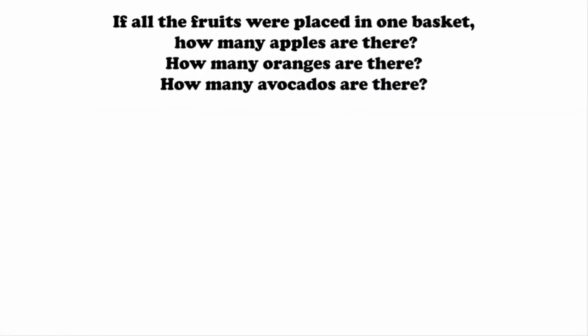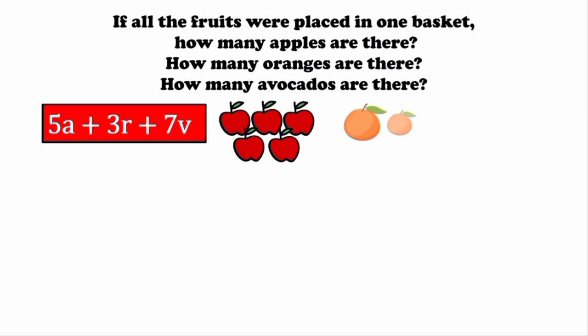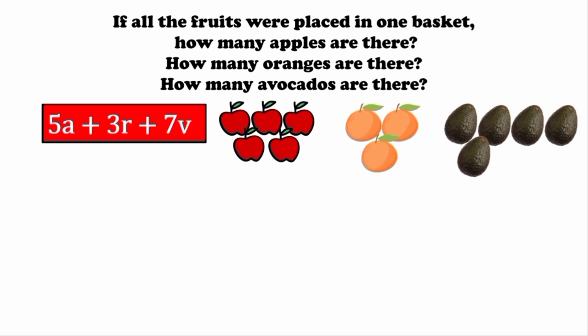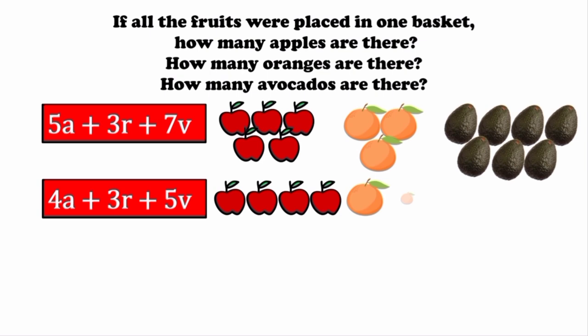If all the fruits were placed in one basket, how many apples are there? How many oranges are there? And how many avocados are there? First, let's represent 5a plus 3r plus 7v. We have 5 apples, 3 oranges, and 7 avocados. Now let's represent 4a plus 3r plus 5v. We have 4 apples, 3 oranges, and 5 avocados.